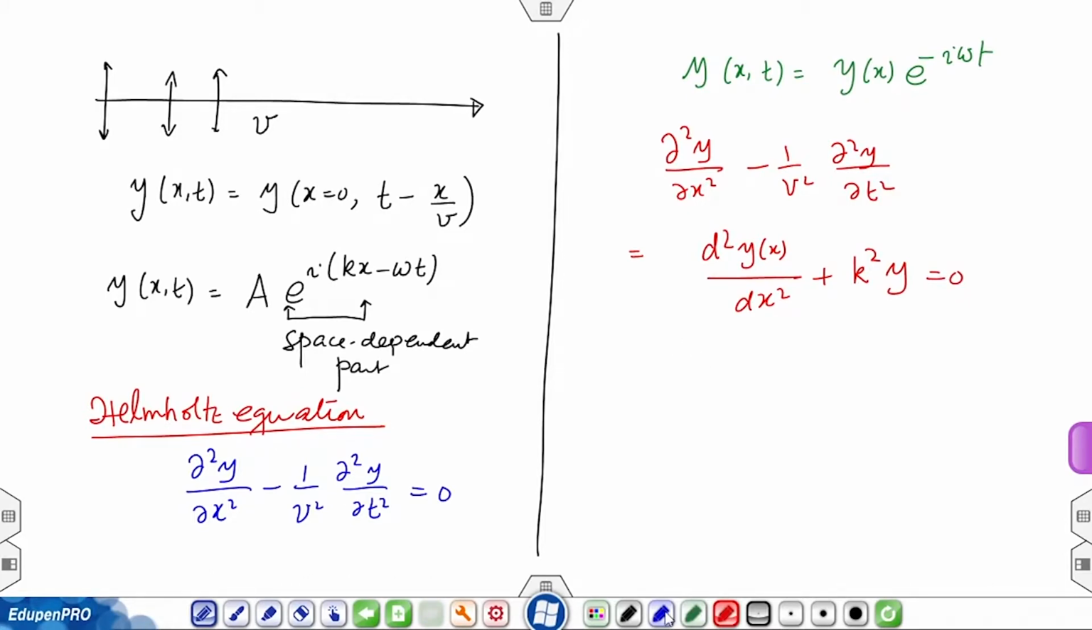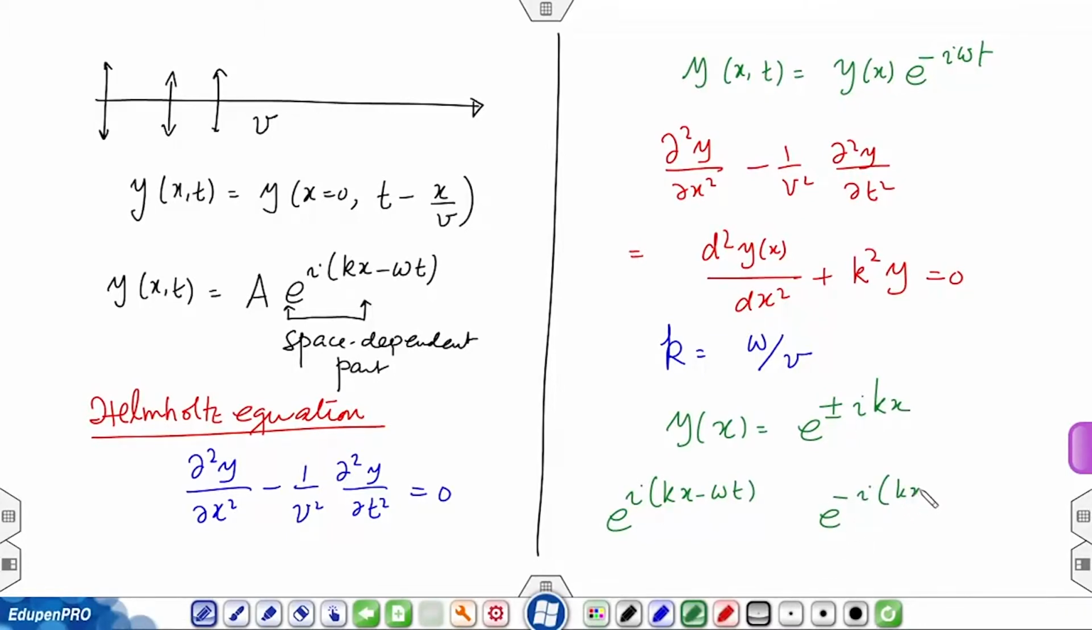where k is omega over v, and the solutions for these are y x equals e raised to plus or minus i k x. If I take the plus part, it is a wave traveling to the right, and if I take the minus part, then it is a wave traveling to the left. So, this is one dimensional wave which propagates and how we get the solution.